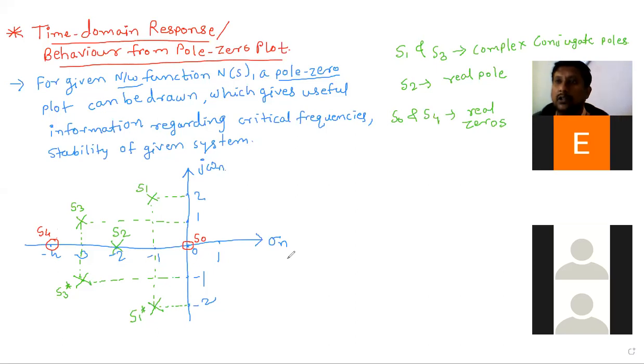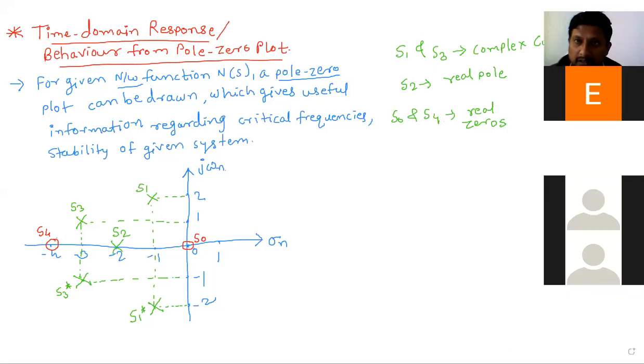So here we have to use the labeling, the names for the poles and zeros. That is required for understanding the time domain behavior of the given system based on the pole zero plot. So we have to give the names S1, S2, S0, S1 star, like this. This will be the background, or the introduction part, required for understanding the time domain behavior of the given system.